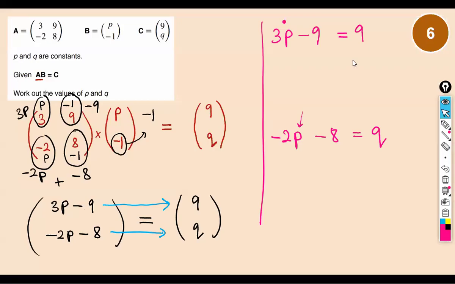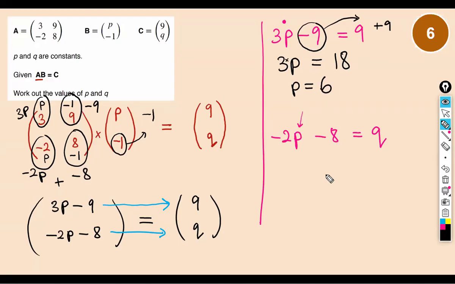Let's start working it out here. You want to solve for p. Throw across minus 9, you will get positive 9. 3p equal 18. So that means p, well, 18 divided by 3, I don't need to go through basic stuff like this, right? So p is 6.